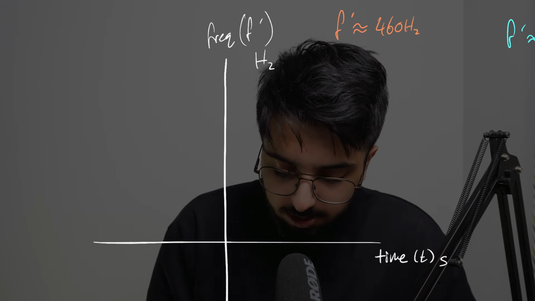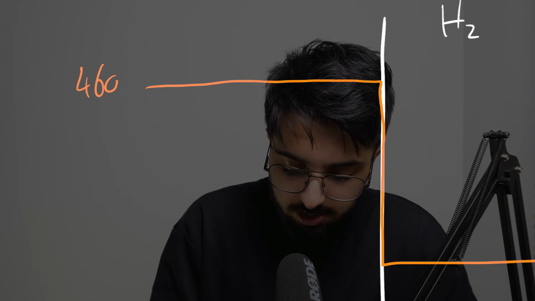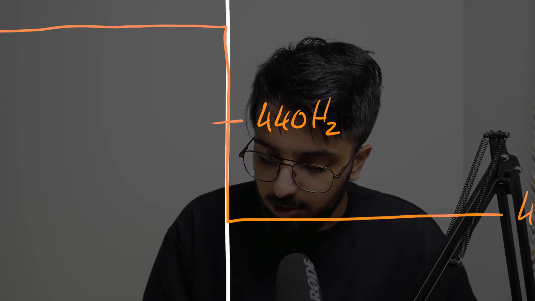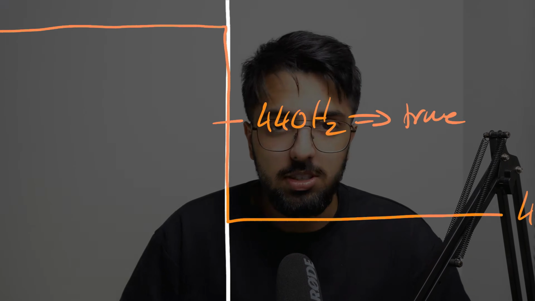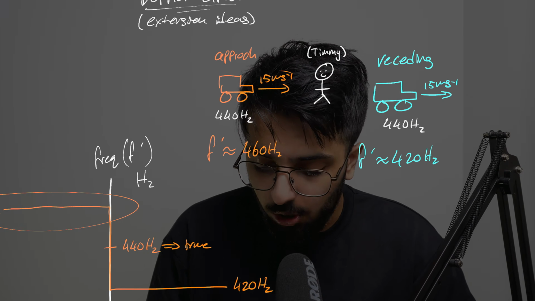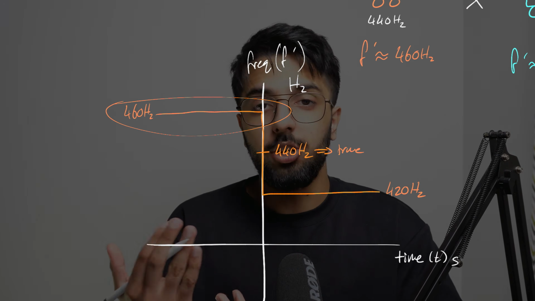Now, if we take this middle line right here as where our observer is standing, our observed frequency is going to look something like this, where the frequency over here is 460 hertz. The frequency over here is 420 hertz, and this middle frequency over here is 440 hertz. So that is the true frequency, or the source frequency, if you will. So you can see here on approach, because the source is moving at a constant velocity, we have a constant Doppler shift of 460 as it's approaching.